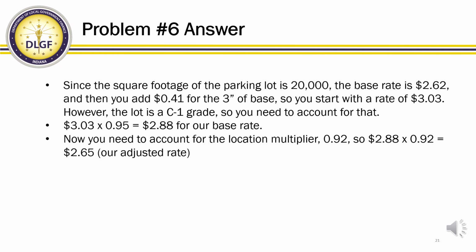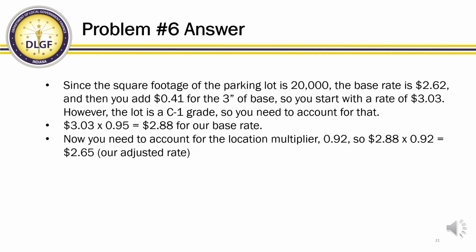Now that we have that, we need to factor in our quality grade factor percent. So the problem told us it was a C-1 grade. If you want to know where your quality grade factor percents are, if you go to Appendix E and go to page 8, you're going to find all of your quality grade factor percents. So our C-1 you're going to see is 95% or 0.95. We're going to take our $3.03 times 0.95 and we're going to get a base rate of $2.88. So this is going to be the base rate that we would fill in under our summary of improvement section.